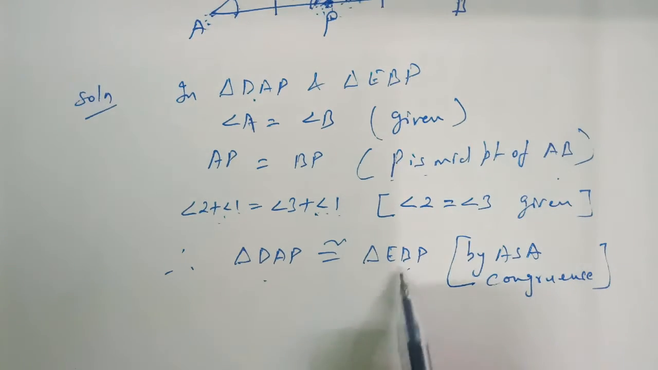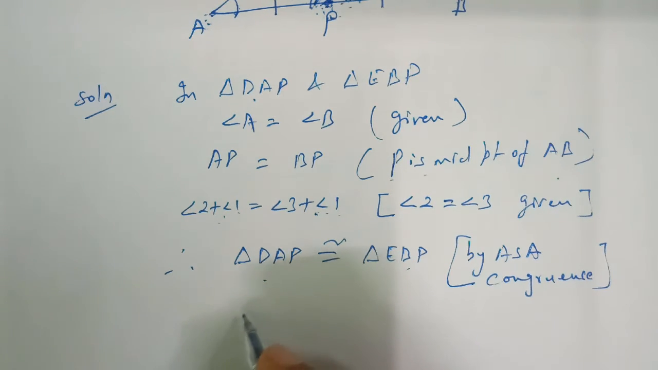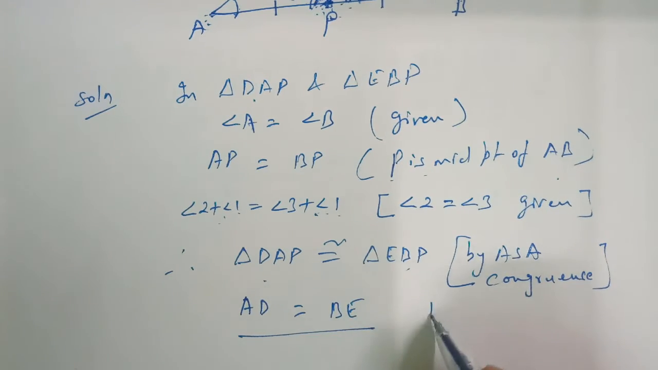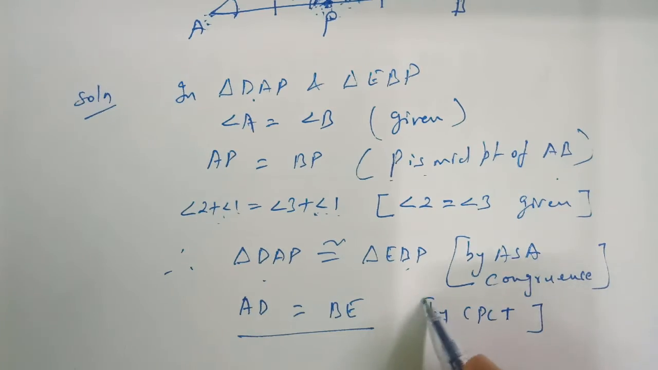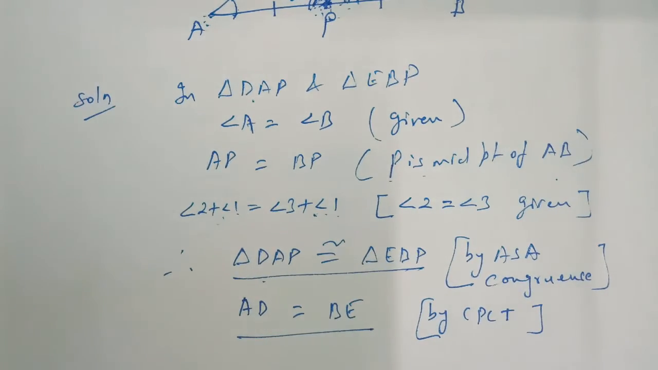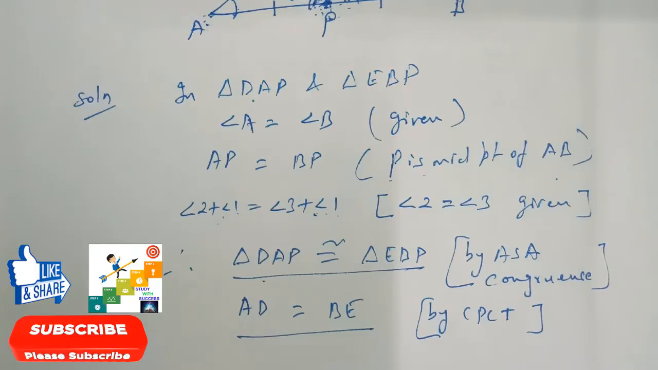Now when both the triangles are congruent, then their corresponding parts are also equal. So we get the second part, that is AD is equal to BE, which we prove by CPCT. So student, this way we can prove any triangle as congruent and take their parts as equal. Thank you.